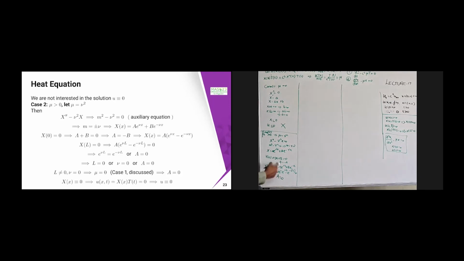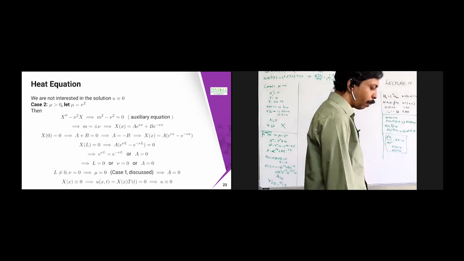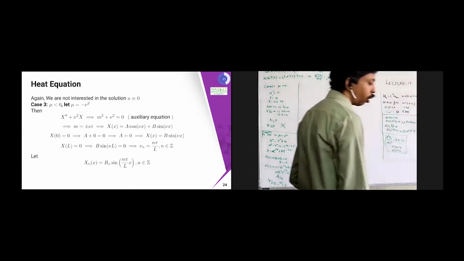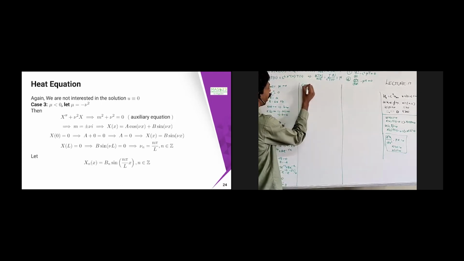Therefore a equal to 0 means b equal to 0, so x is going to become identically 0. If x is identically 0, that means u is identically 0. That means again we get the trivial solution, which I am not interested in at all. So in that case, we are left with only one possibility now, that is case 3. I have only one possibility now.